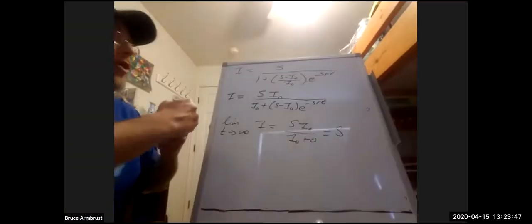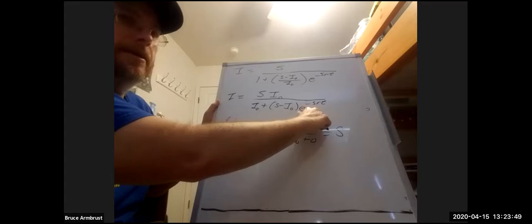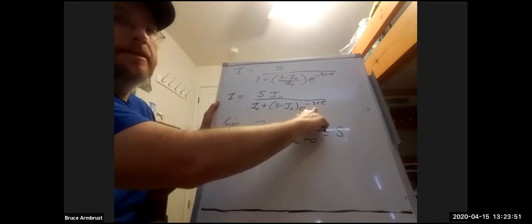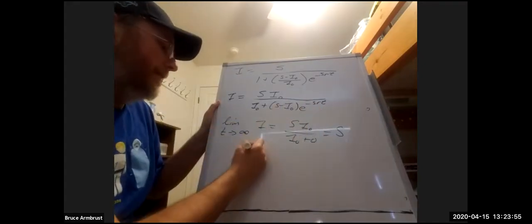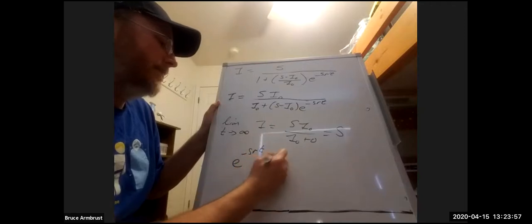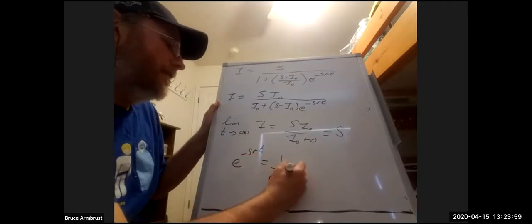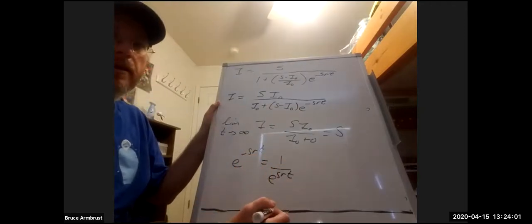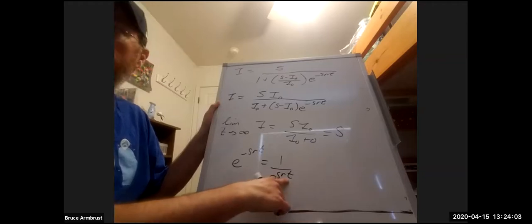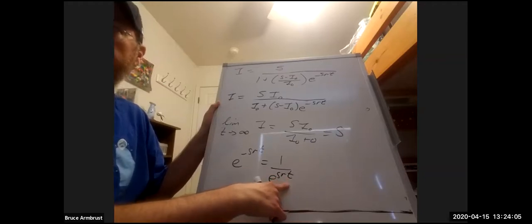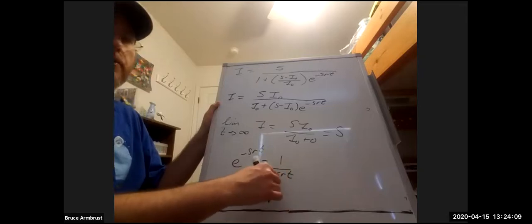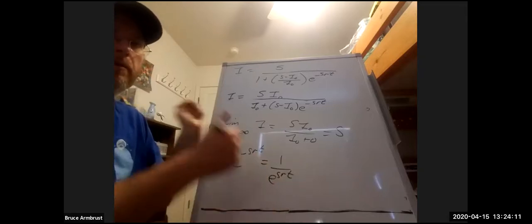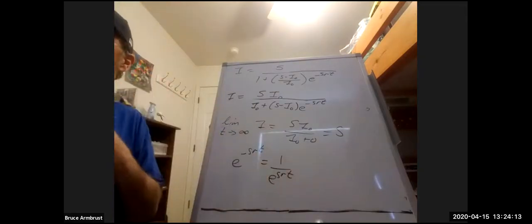Sure. So this bit right here, the e to the minus SRT. If we have e to the minus SRT, this is the same as 1 over e to the SRT. And so as t gets large, e to the t gets really large, and 1 divided by a really big number drops to 0. Okay? Got it. Thank you. Yeah, you're welcome.